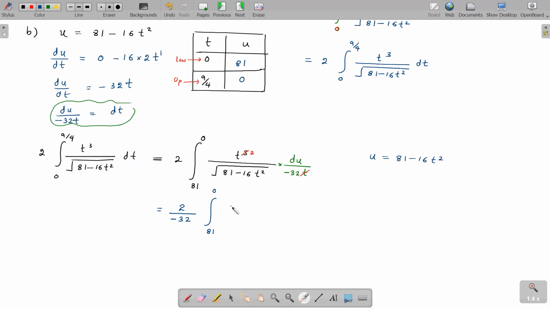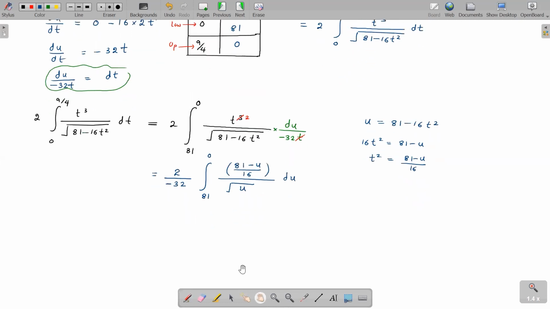I think the denominator we can directly get rid of, right? The denominator, 81 minus 16 t square, is directly u. So this is root u. T square on the numerator, of course, we need to fix it a little bit. So it's going to be 16 t square equals 81 minus u. T square equals 81 minus u over 16 du. Is this okay?